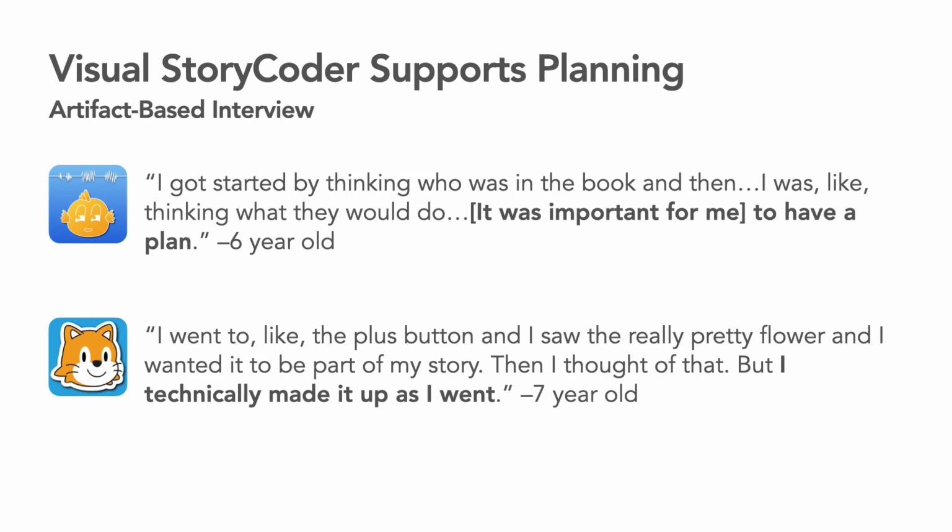Qualitatively, we find that by and large, children using Visual StoryCoder talk about how they need to plan their story in order to tell it, whereas children using Scratch Junior talked about making up their story as they went along. For instance, when asked about how they got their idea for their project, a 6-year-old using Visual StoryCoder reported that it was important for me to have a plan, whereas a 7-year-old using Scratch Junior said, I technically made it up as I went. We view these differences in reported planning behavior as further evidence for the way that Visual StoryCoder scaffolding directly supports children's planning processes.